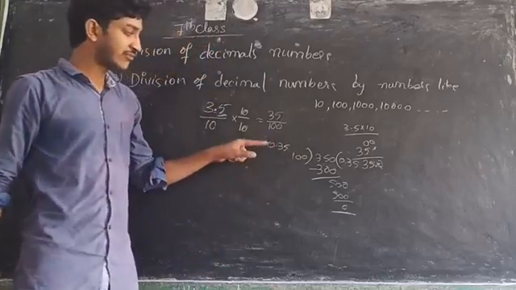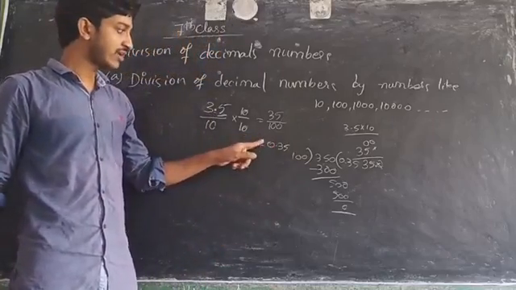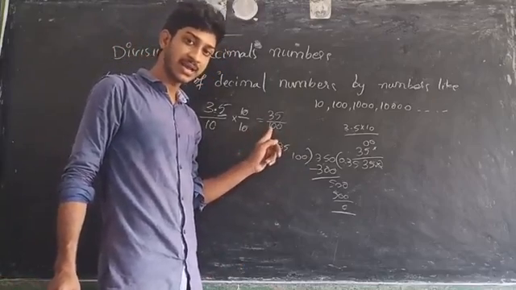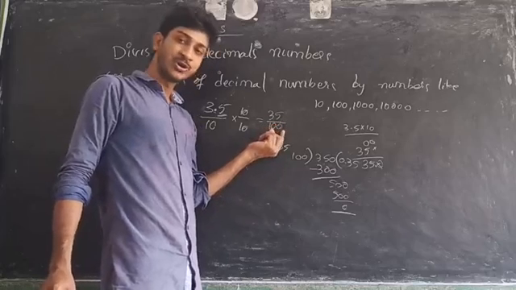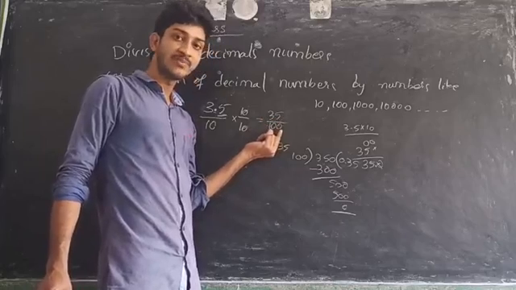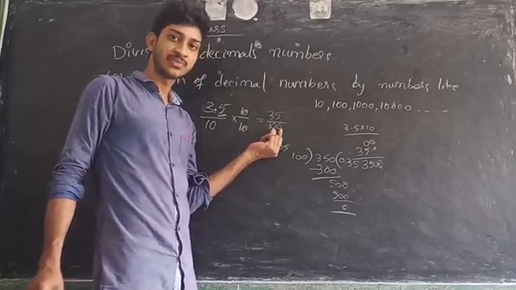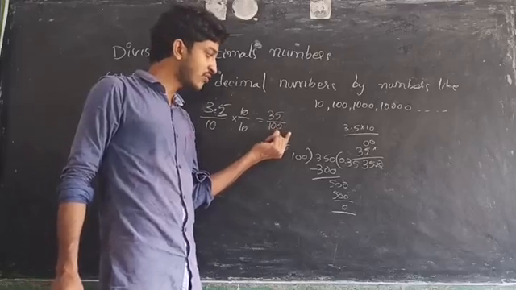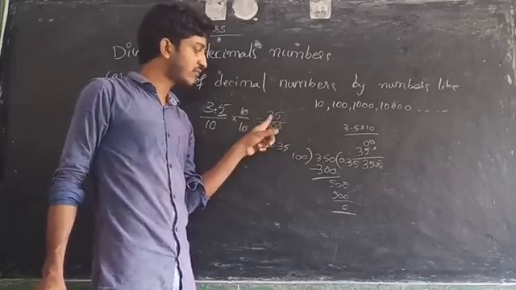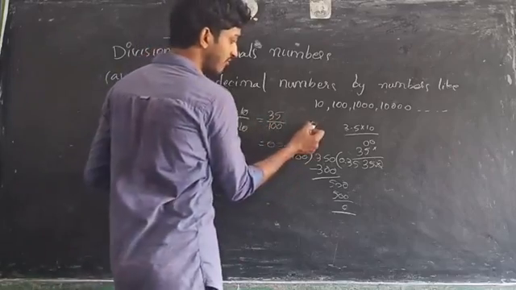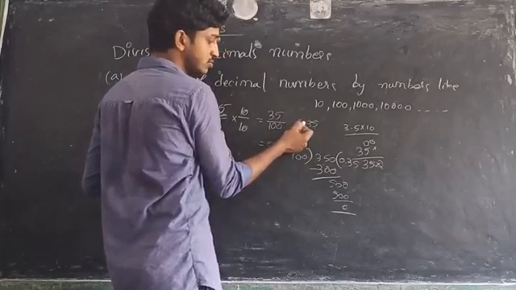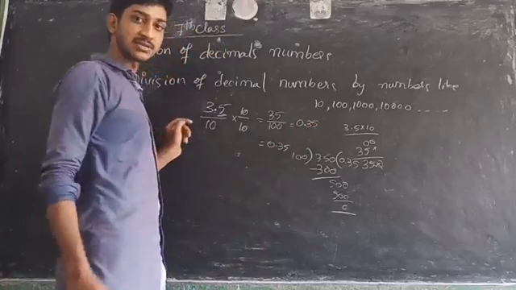Or we can write this directly. How can we write it? Here the denominator has 100, which has 2 zeros. So put the decimal point in the numerator after 2 digits. That's why we place a decimal point after 2 digits. See here, 5, 3. After these put the decimal point. So 0.35 is the answer.